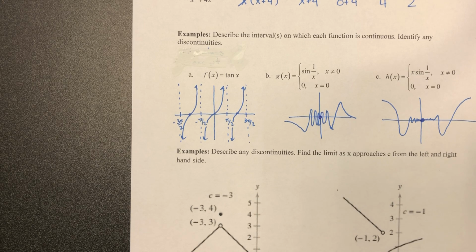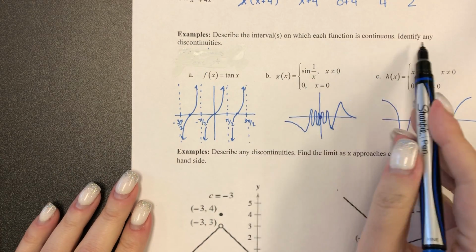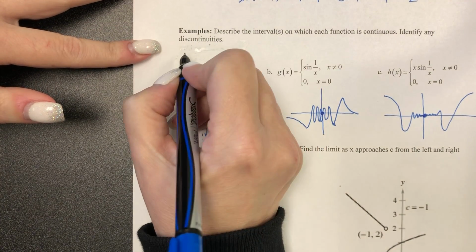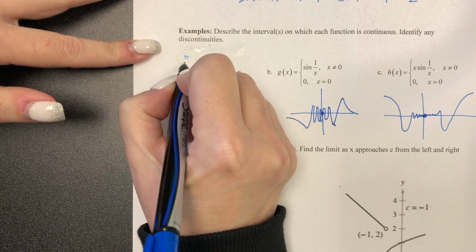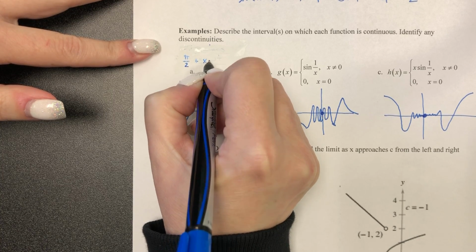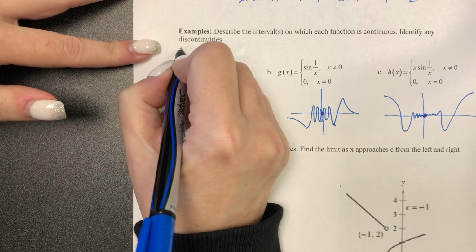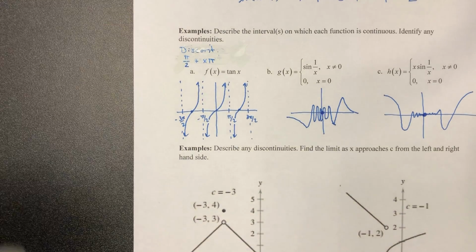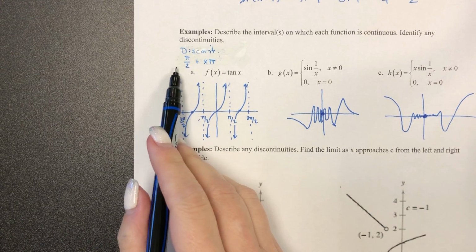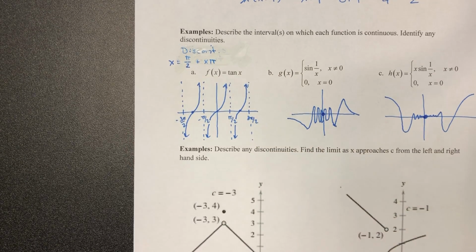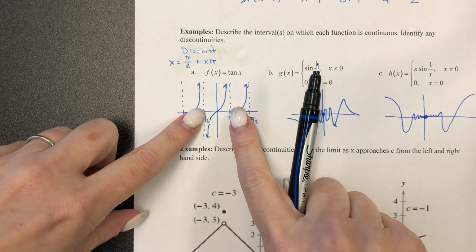So basically, if you're talking about your interval of continuity, these graphs are going to be discontinuous everywhere you have pi over 2 plus some multiple of pi. So that is where it is discontinuous. I'm just going to write discontinuous right up there. Anytime you have x equal to that expression, you're going to have discontinuity. So where are you continuous? Everywhere else in that interval.